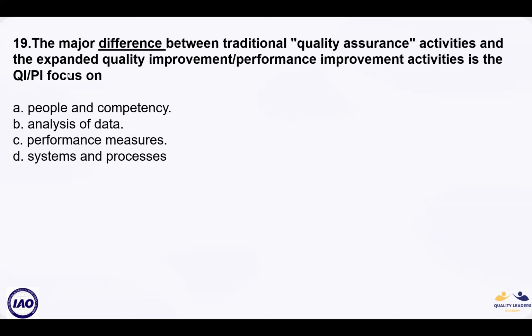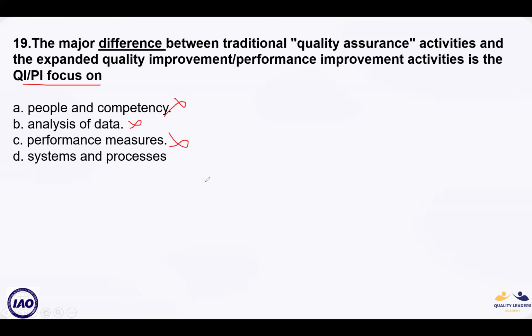So here, what does QI focus on more? People and competency, that's exactly what QA focuses on, not QI, so this is not the right option. Analysis of data, both QA and QI do it, so this is also wrong. Performance measures, again, both QA and QI use them, so this is not exclusively QI. So this is also wrong.